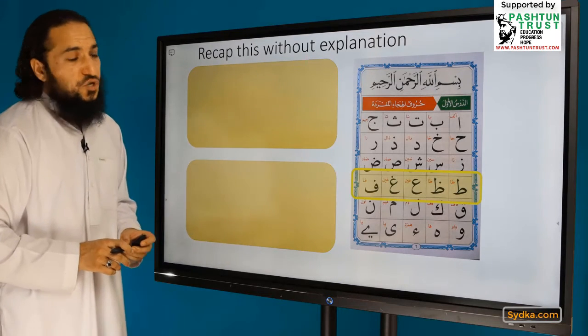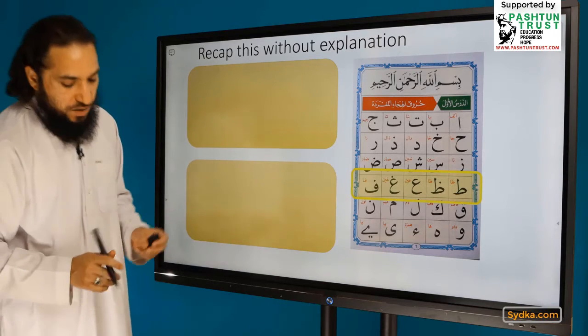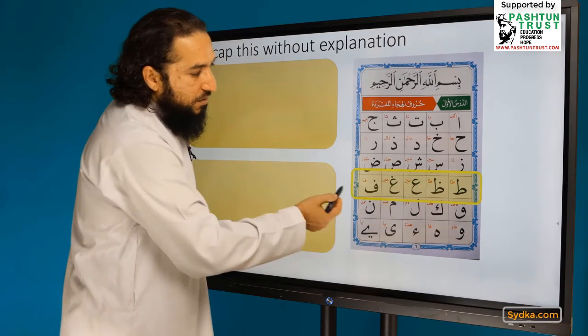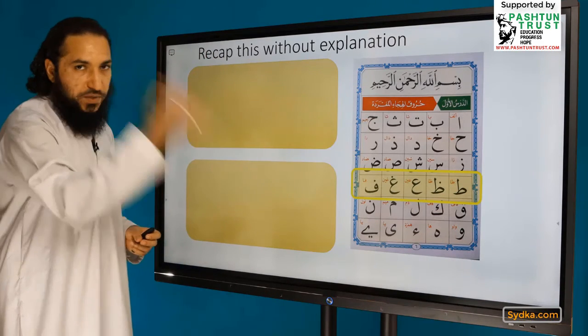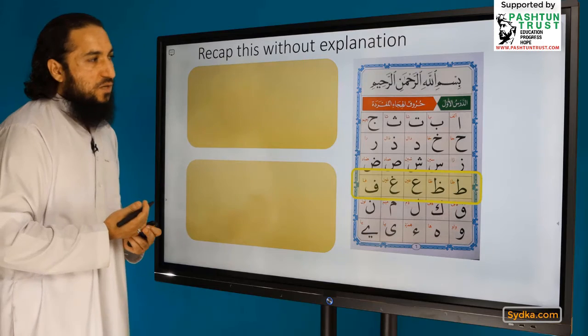That's the end of this session. In the next session, we're going to practice the fourth line without any explanation, and then the following session would be 10 times to give you enough practice.